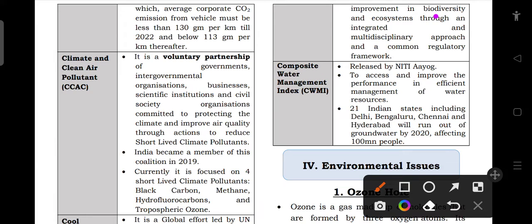And the next one is CWMI, Composite Water Management Index. This is the index released by NITI Aayog, and it will help us to improve water resource management. 21 Indian states, including Delhi, Bangalore, Chennai and Hyderabad, will run out of groundwater by 2020, affecting 100 million people. So the groundwater will be reduced severely in these major cities. Water management and groundwater conservation is very important. That is why NITI Aayog came up with this particular index.